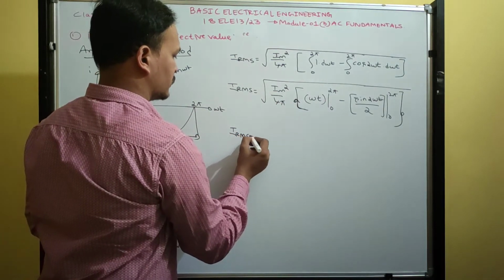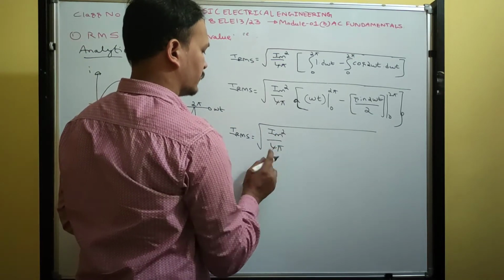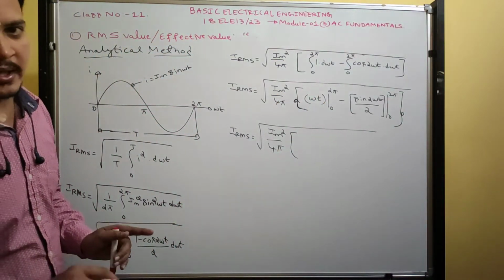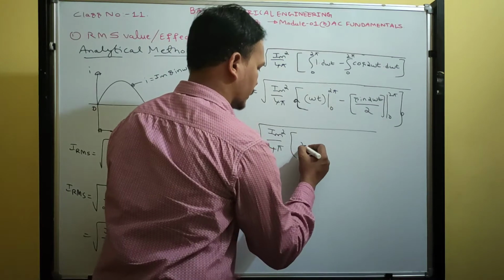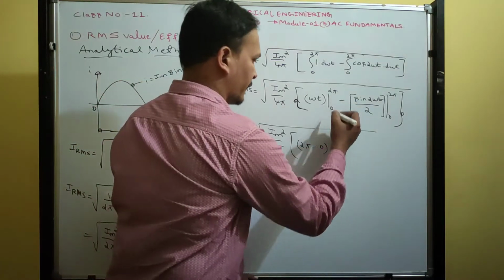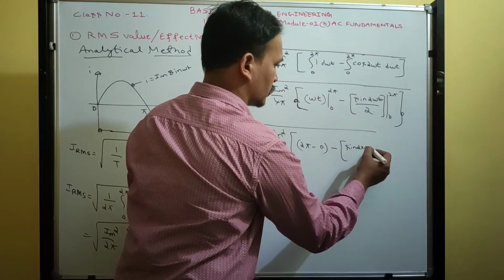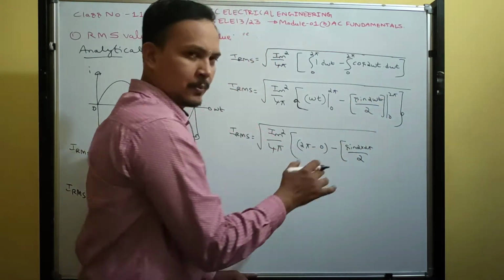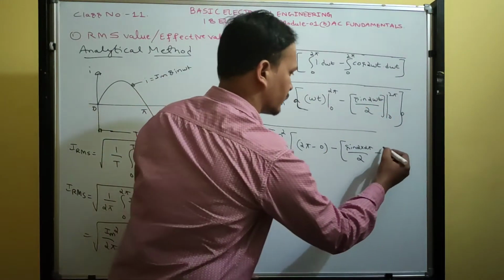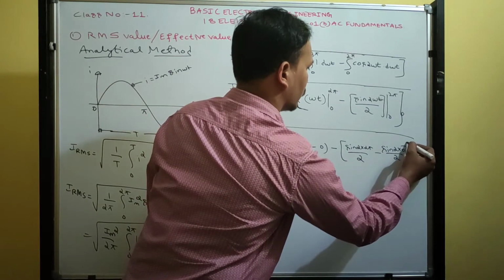Therefore, IRMS is equal to the whole square root of Im square divided by 4 pi. Now replace omega t by the upper limit minus the lower limit: upper limit 2 pi minus lower limit 0. Then minus, replace omega t by the upper limit in sin 2 omega t divided by 2, giving sin 2 into 2 pi divided by 2. Upper limit is replaced. Now for the same term replace omega t by the lower limit, upper limit minus lower limit. Basics. Sin 2 into 0 by 2.